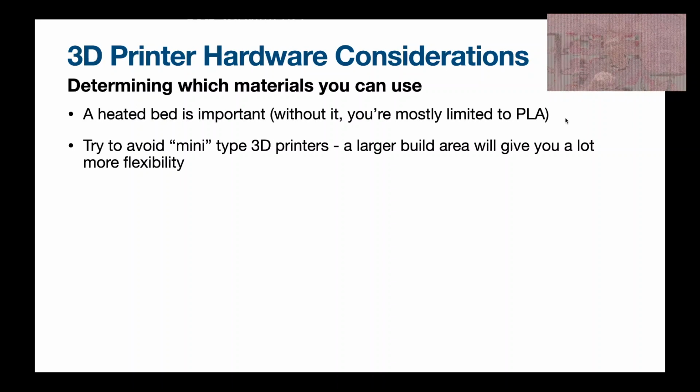Try to avoid the mini type 3D printers unless you absolutely know that you only need to print really small things. But having a larger build volume, not huge, but a typical, let's say 8 by 8 by 8 inches or better, is going to give you just so much more flexibility. And you'll probably use it. You're going to find things you can do that you didn't think of before you bought this printer. So give yourself the extra room, give yourself the extra opportunities to play with other ideas.